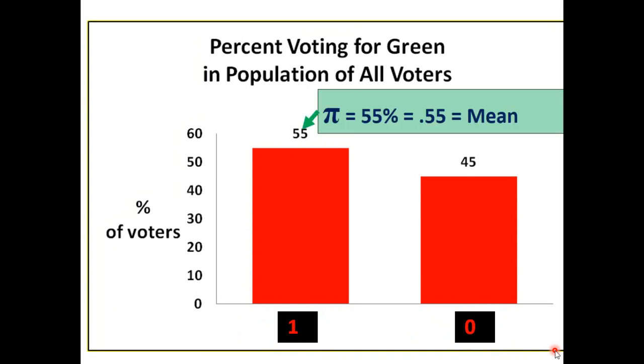We know that pi is equal to the proportion of individuals with a value of 1. So pi in this graph equals 55% or 0.55. So if we add up all the zeros and ones for the 8 million voters in the population and then divide this sum by 8 million to get the mean, we know it will turn out to be 0.55.